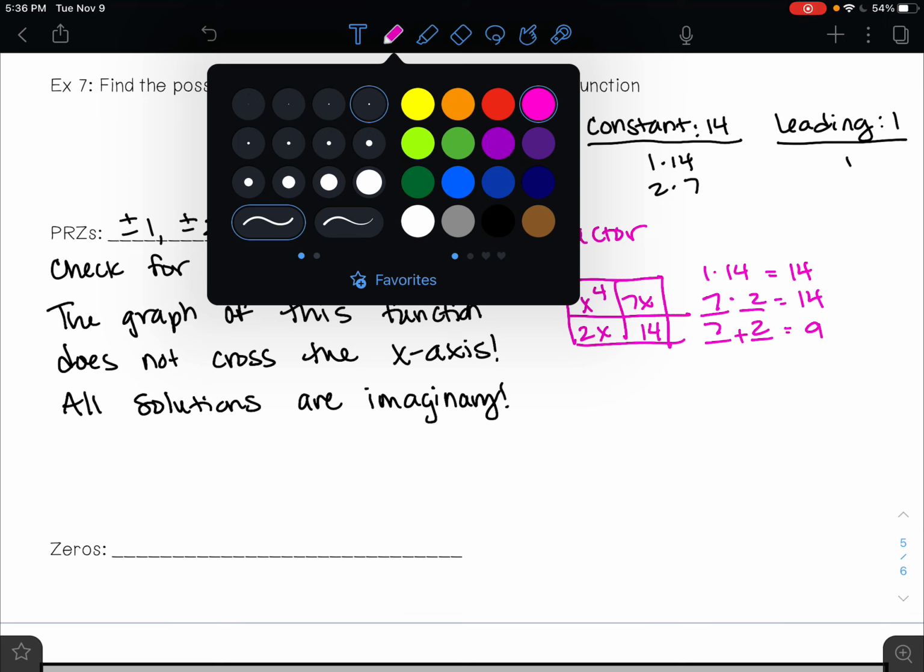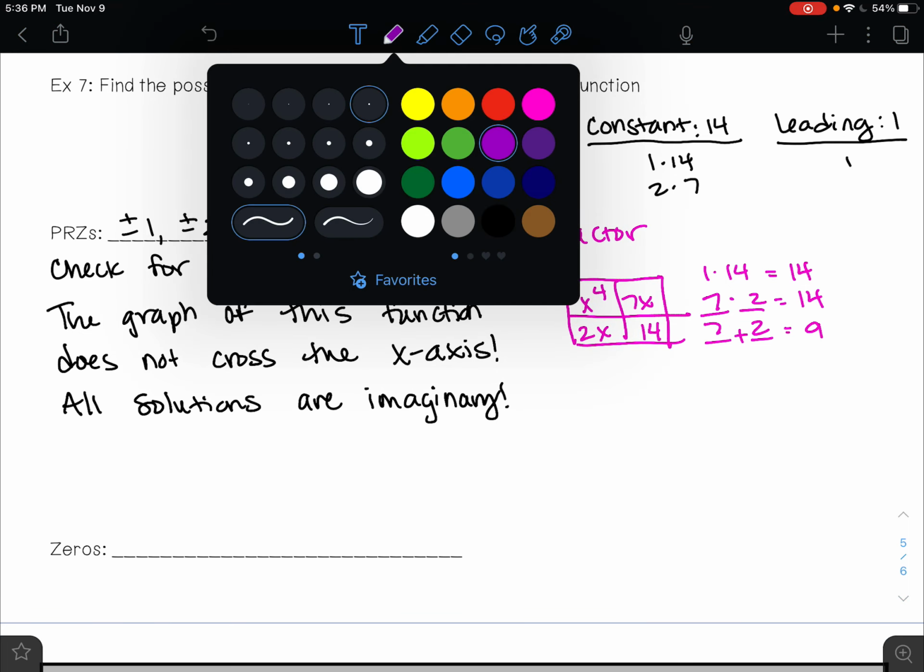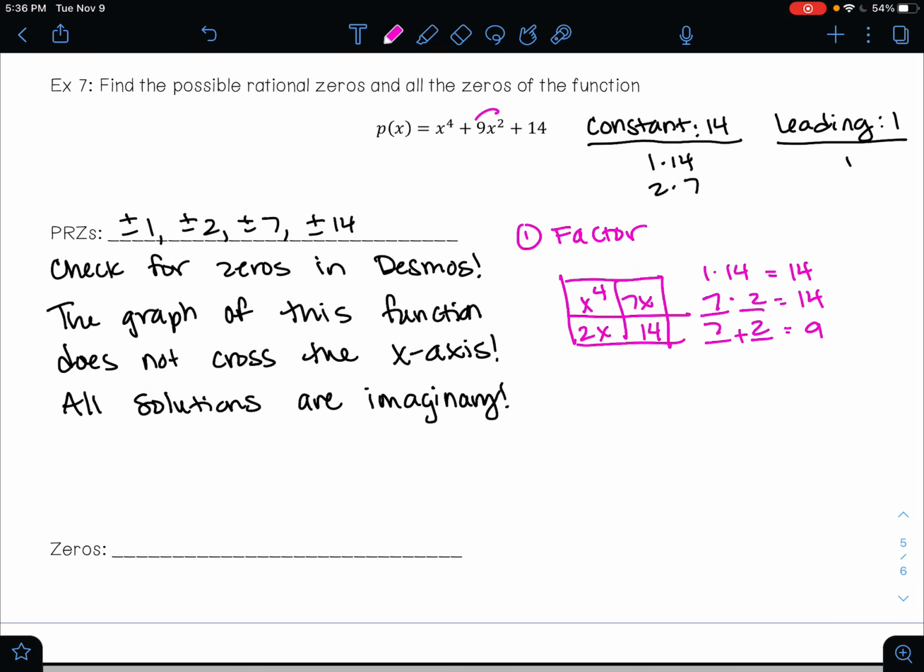So the greatest common factor in my top row, oops, I forgot one thing. My middle term is x squared, so both of these are going to be x squared. The greatest common factor in my top row is x squared. The greatest common factor in my bottom row is 2. The greatest common factor of the left side is x squared, and the greatest common factor of the right side is 7. So my factors are x squared plus 2 times x squared plus 7.